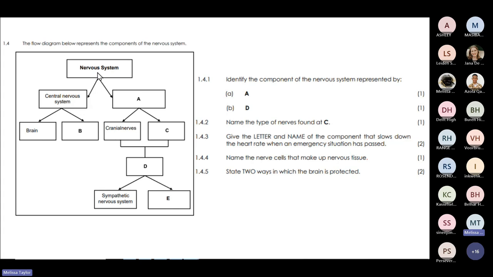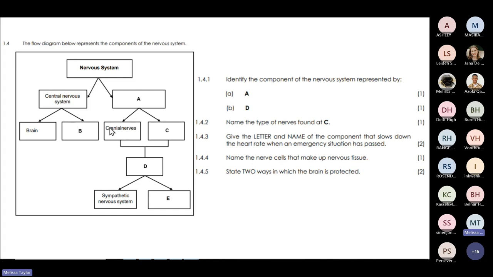So the nervous system is divided into two parts, the central nervous system, and then I now know that the other side of it is the peripheral nervous system. The central nervous system is divided into brain and the spinal cord. A, the peripheral nervous system is divided into cranial nerves, and you need to have learned that this would be the spinal nerves. Remember, I'm not yet answering the questions. I'm making sense of this diagram for myself.